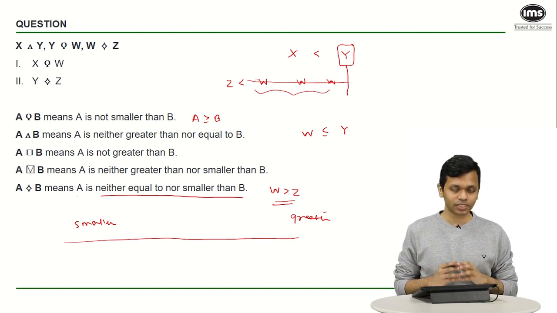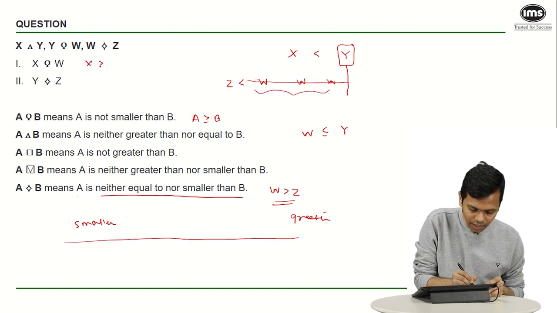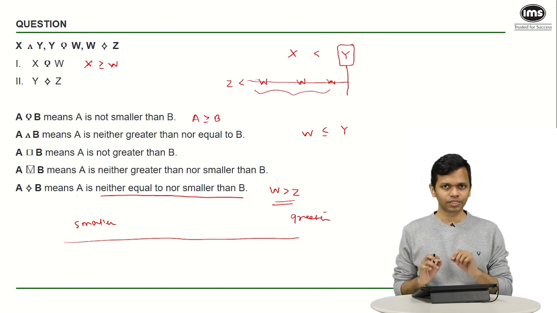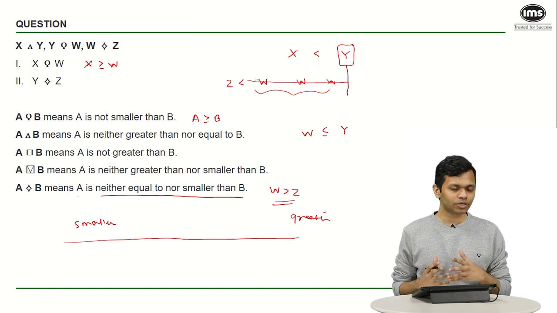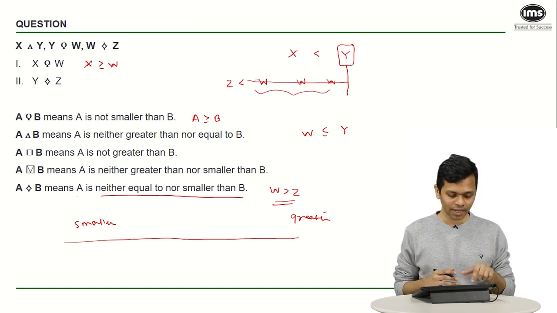Now let's see what are the statements given after this, or other conclusions given after this. The first one says X circle W. Now circle means greater than or equal to. So they are saying X greater than or equal to W. Now think of this. Is there any information with respect to X and W? Will you be able to determine where W is relative to X? No, you won't be able to do that. And that is why this is definitely not a conclusion.